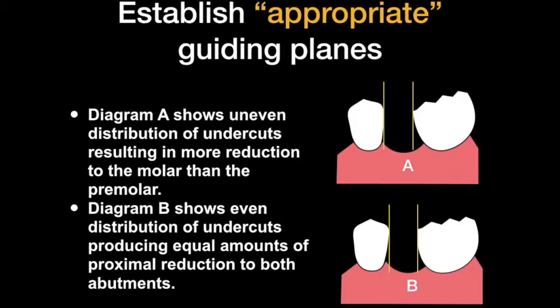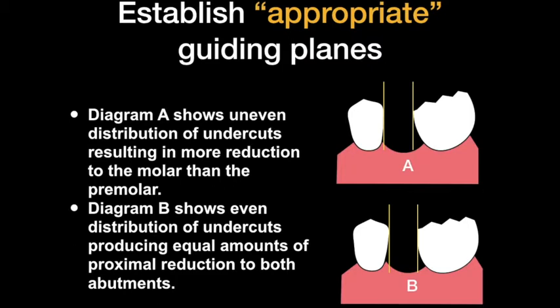So the issue will be how can you establish an appropriate guiding plane? When we need to do a guiding plane, it basically means that you're going to prep the proximal surface of the tooth. Look at diagram A. It shows uneven distribution of an undercut, resulting in more reduction to the molar than the premolar.